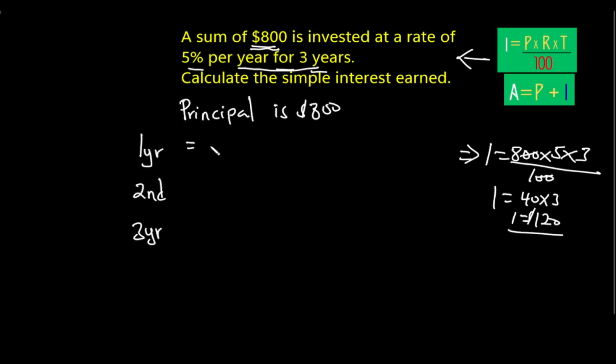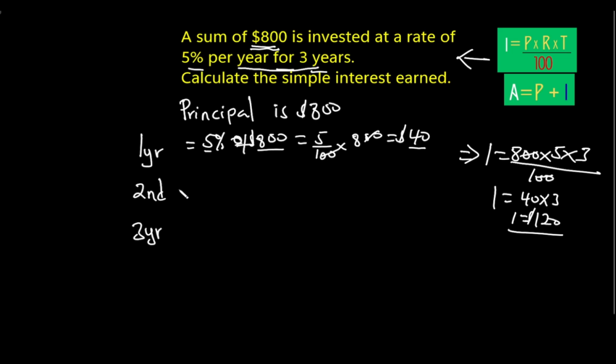Now the first year we are going to have 5%, and 5% is the same as 5% of $800, and 5% of $800 is 5 divided by 100 times 800. This one cancels out. We have 5 times 8, which is 40. So for the first year, when we calculate the 5% interest on the $800, we get $40.